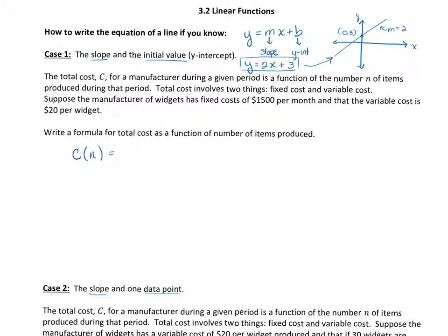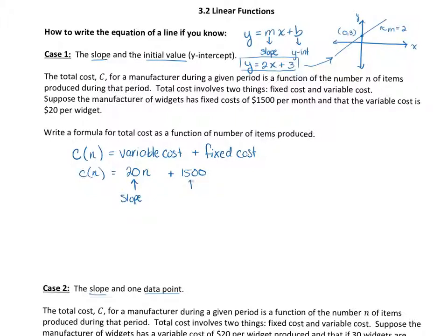C stands for total cost, and we know that total cost involves variable cost plus fixed cost. Our variable cost changes by $20 for every widget that we produce, and our fixed cost is $1,500. So notice that you've just written the equation of this linear function where you know what the slope is. The slope in this problem tells us how much total cost increases by for every additional item being produced. So that's your slope.